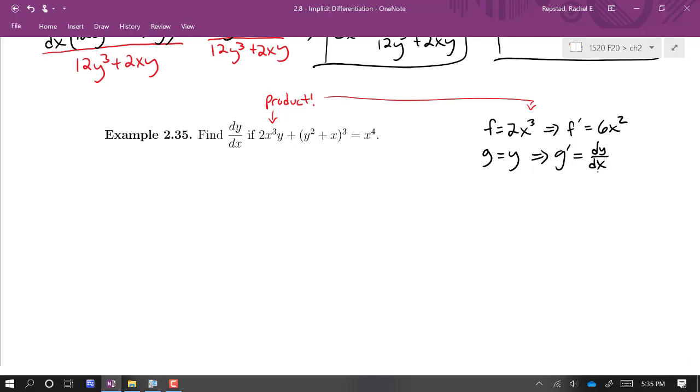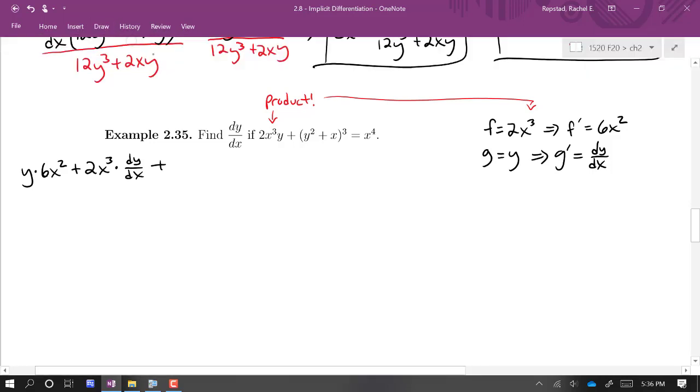So let's begin. Let's differentiate this equation. Starting with the first term, we've got that product rule. So this will be g times f prime. So that's y times 6x squared plus f times g prime, 2x cubed times dy/dx. So there's the first term.